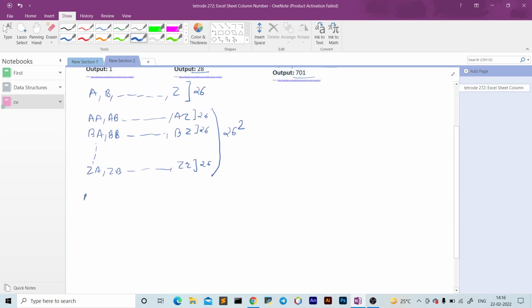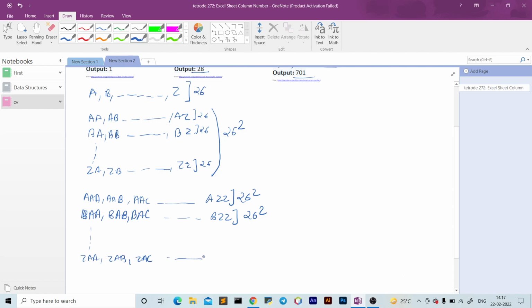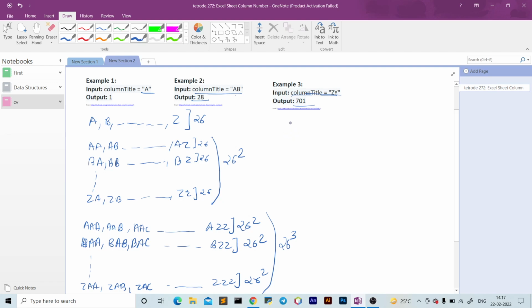Now level 3 would have AAA, AAB, AAC till AAZ. These are 26 possibilities. Again BAA, BAB, BAC, 26 square possibilities. Similarly ZAA, ZAB, ZAC, 26 square possibilities. This level would have 26 cube possibilities.